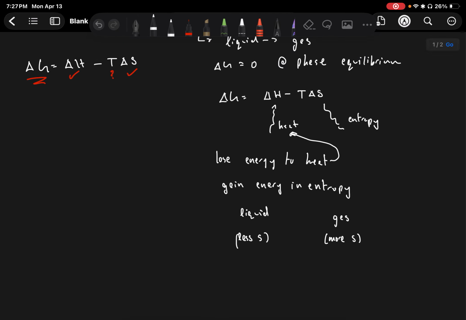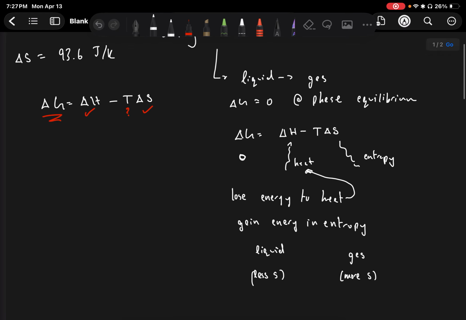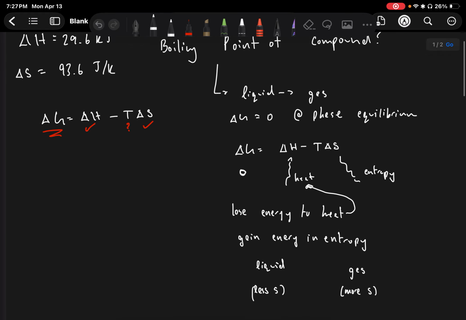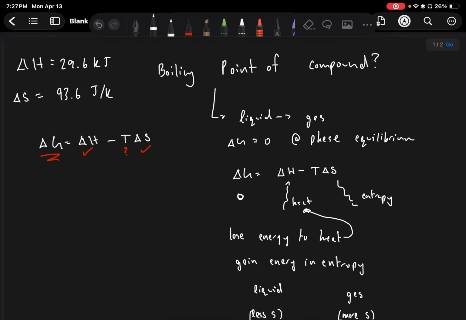Because we're losing the energy to heat. That's the heat that we're putting in. But then we're also getting that energy back in the form of entropy. So that change will cancel out and it'll result in change in G being equal to 0. So hopefully that made a bit of sense there.